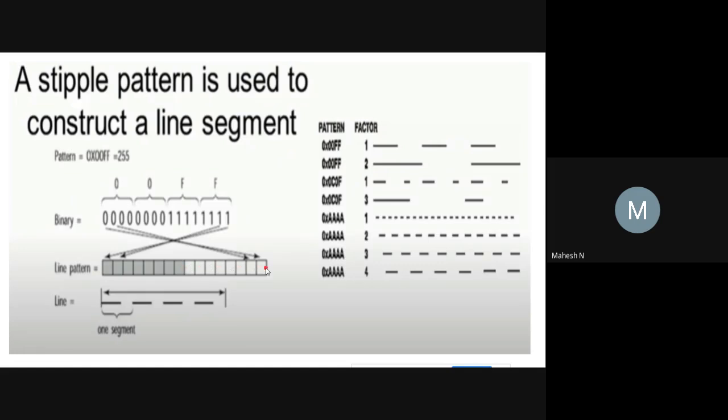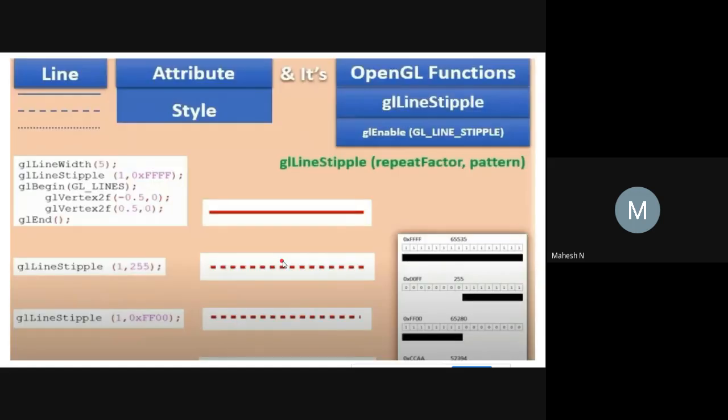Whenever we give the pattern, the implementation of that pattern starts from the LSB bit. This is the LSB bit, right? So implementation starts from this side, which means I get the first half and not the next half. So that is the pattern that you have for this.